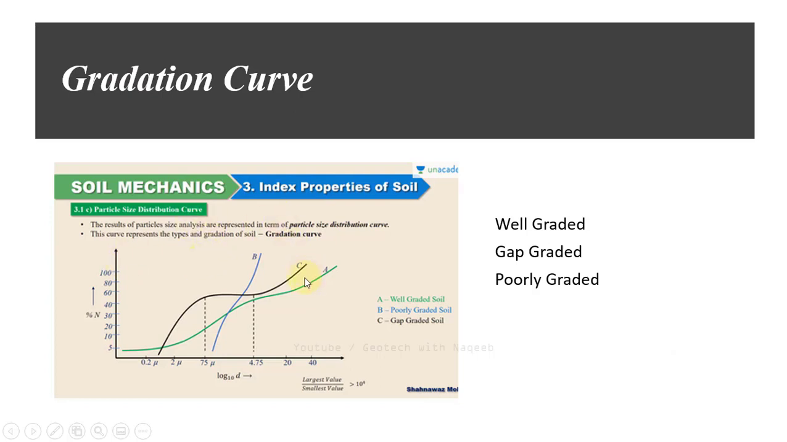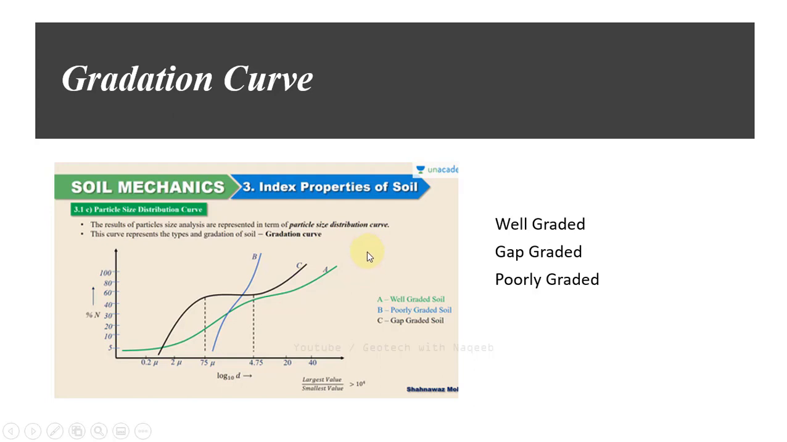Now here are some definitions of the particle gradation curve. You can see the well graded curve, gap graded curve and poorly graded curve. The curve which is steeper is the poorly graded representation of the soil sample. Poorly graded means the soil contains particle sizes in a similar range, the particles are of similar sizes. The meaning of well graded is that the soil contains a large amount of different sizes of particles. So this is termed well graded.